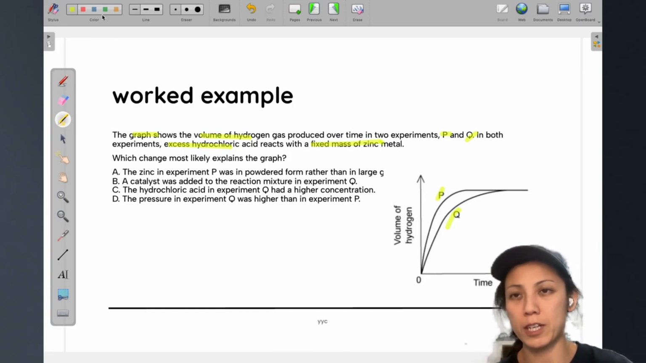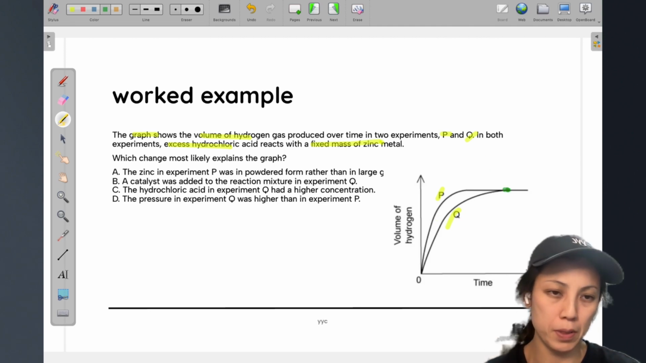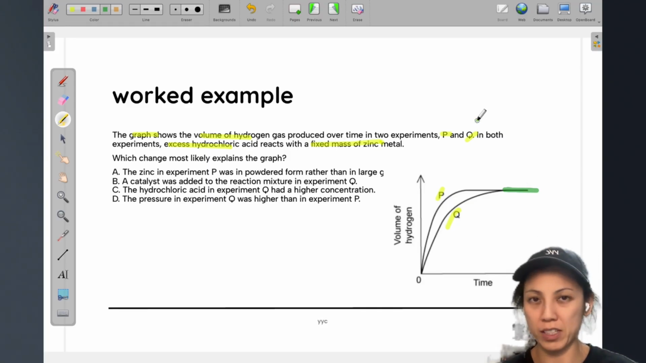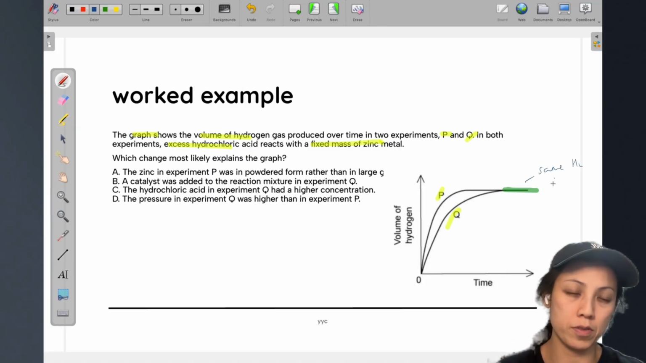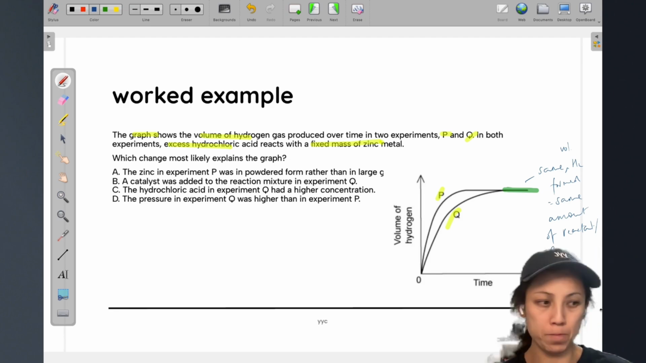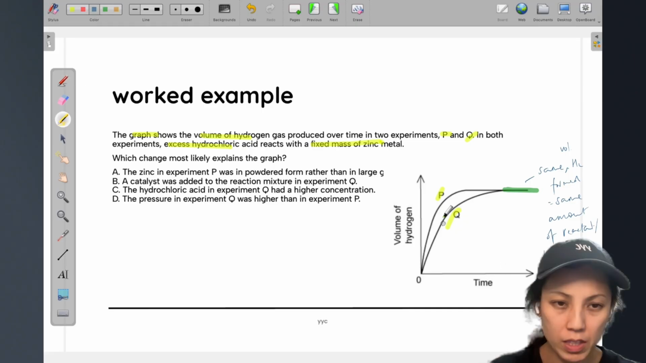A few things for you to note here. Even though the graphs start off different, they both end up in the same place. That means that they'll produce the same volume of hydrogen over time, which means that they don't vary in the amount of reactant that they have, right? Because you're making the same amount of product. So same volume of hydrogen formed equals same amount of reactant, or you can say the same amount of limiting reagent. So you're making the same amount of stuff. Then we have to explain the main difference, and that is this part here.